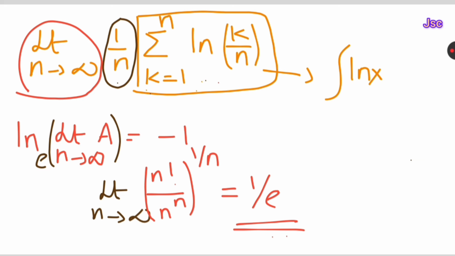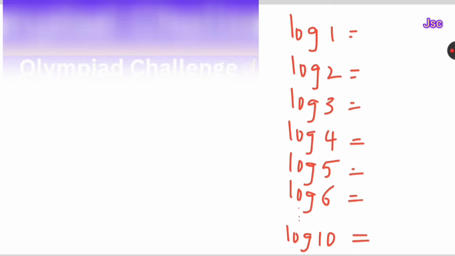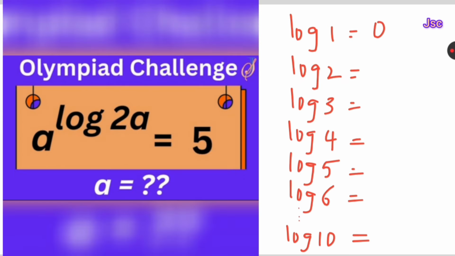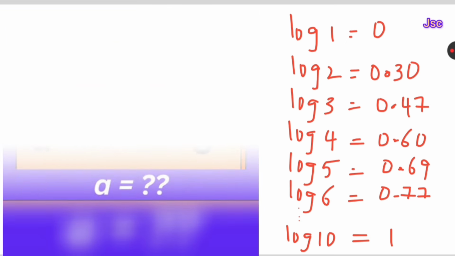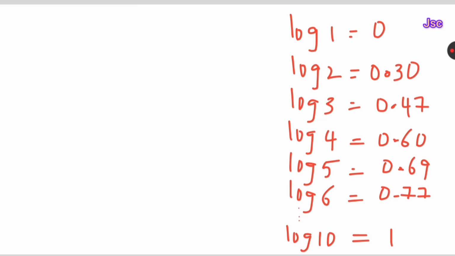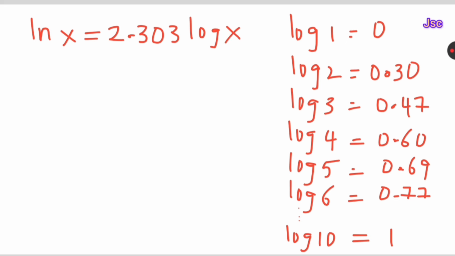Now it's time to share a handy trick that will help you in your natural log problems. First, you have to take the common log values from 1 to 10. In one of my previous videos, I explained how to remember log values from 1 to 10. If you are new to this channel, I would highly recommend you watch that video. Now come to the natural log. To find the natural log from the common log, the formula is ln x equal to 2.303 log x.